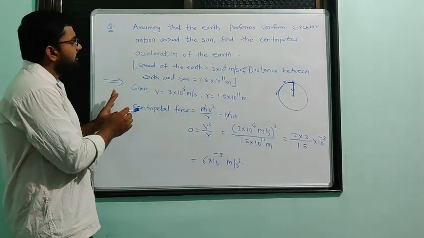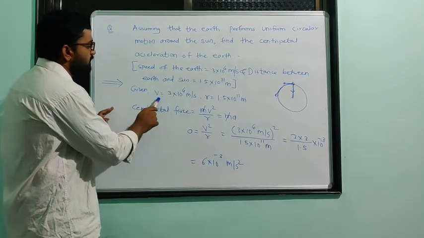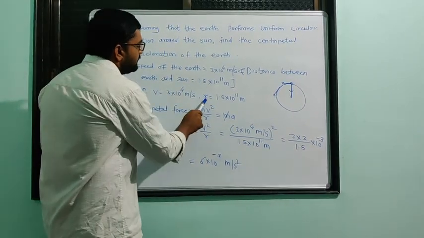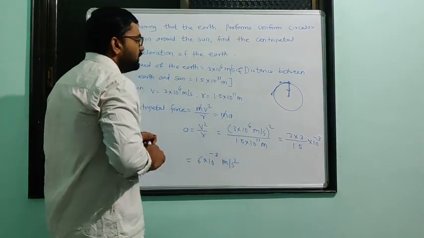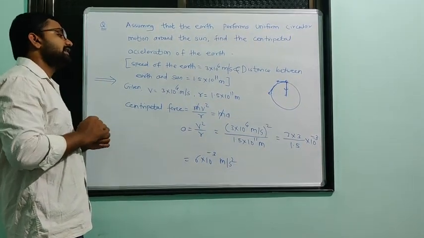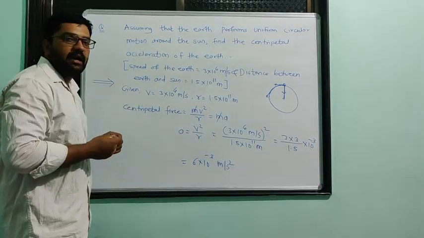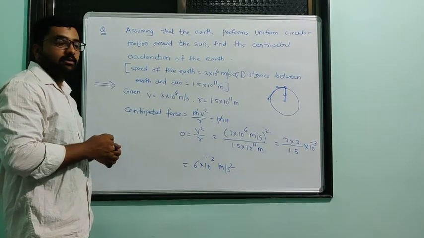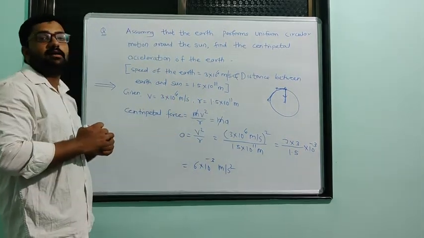Now the given data is, first of all we have to write the speed of the earth, that is velocity, which will be equal to 3 into 10 raised to 4 meter per second. Then the distance between the sun and the earth, that is r, will be equal to 1.5 into 10 raised to 11 meter. Okay, then we know the formula for the centripetal force, that will be equal to mv square divided by r, but according to Newton's second law, F is equal to ma. So this will be equal to ma according to Newton's second law.